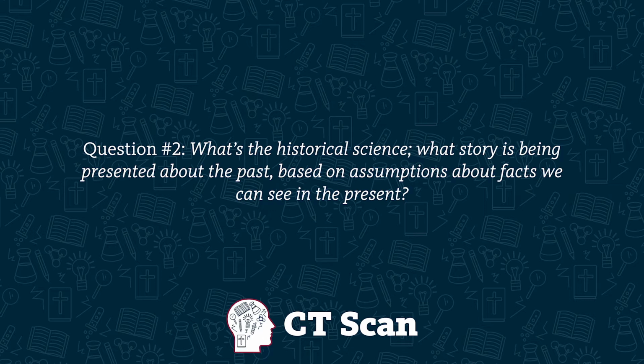The second question is, what's the historical science? What story is being presented about the past based on assumptions about facts we see in the present? Here, the story is that once upon a time, all these mammals evolved from a common ancestor who had these same arm bones. So today, mammals' similar bone structures supposedly reflect their shared evolutionary heritage.